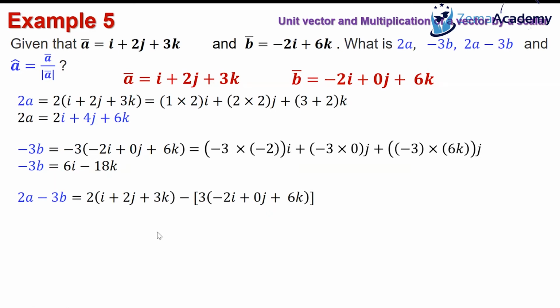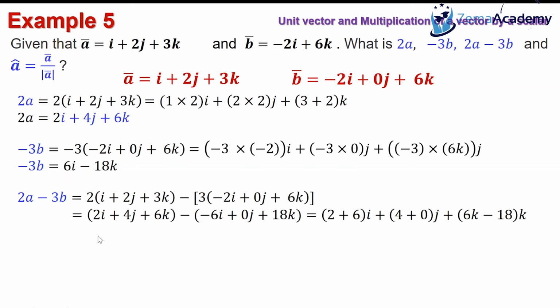Similarly, I can use the results of 2a and minus 3b, or I can solve again for 2a and subtract the other vector b by multiplying with 3 and then subtracting it again. In either way, my answer will be the same. I would come to the last part, which is finding the unit vector.